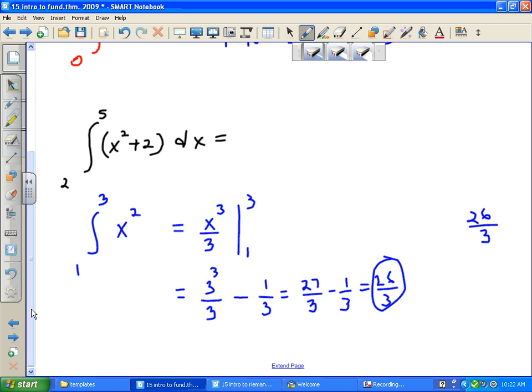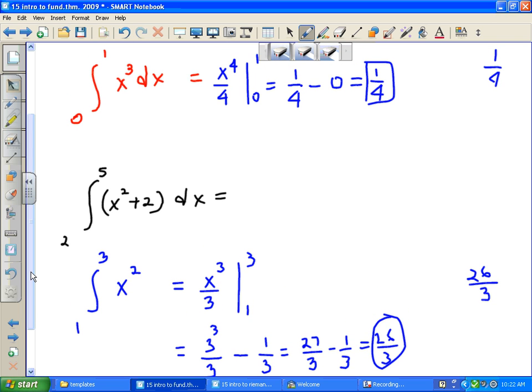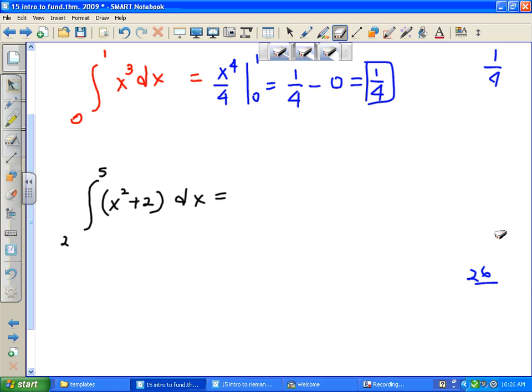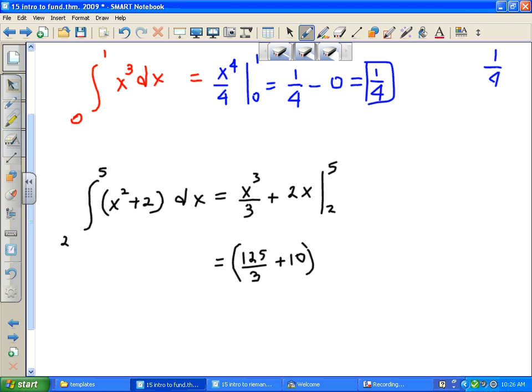Let's do the one I also have here written in black ink. Integral from 2 to 5 of x squared plus 2. Let's do that one as well. Okay, I'll give you a minute to do this one. So we first take the antiderivative, right? And the antiderivative of 2 is 2x. Then we plug in the limits. Always we plug in the upper limit first, right? Minus the lower limit.